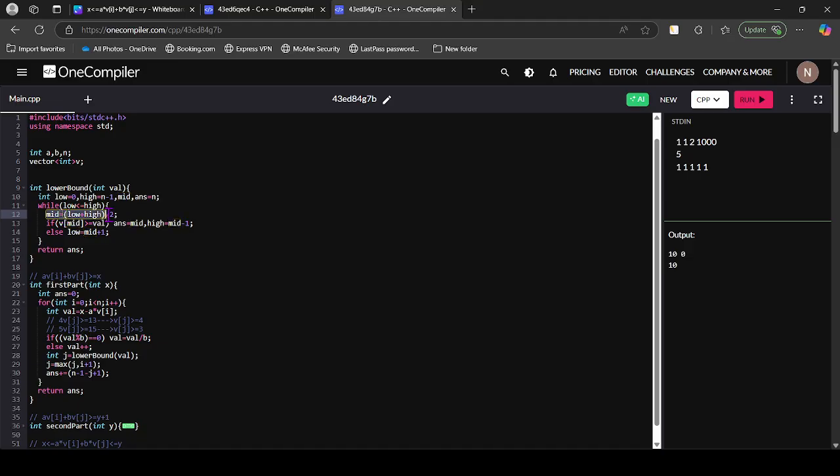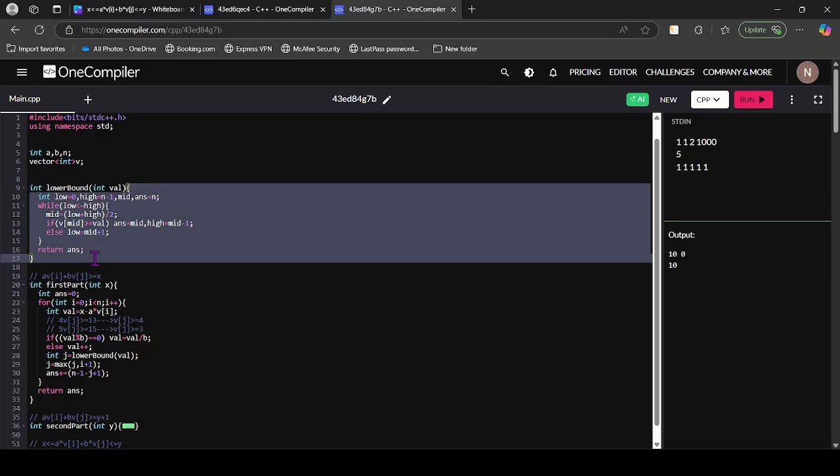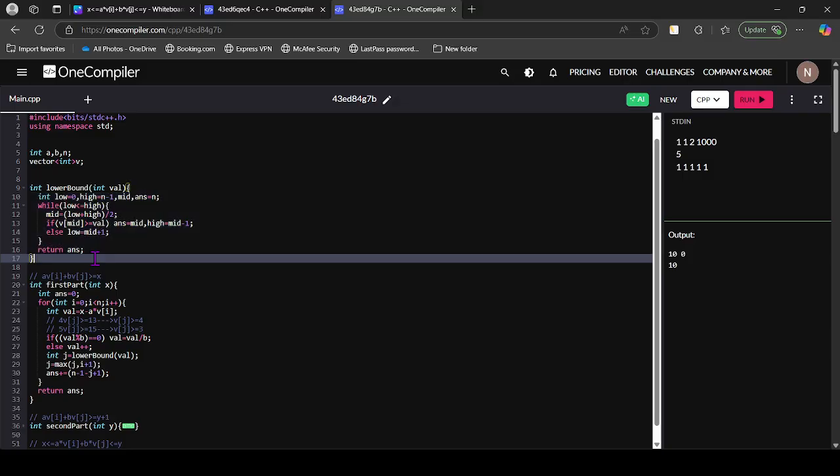So mid is equal to low plus high by 2. If v of mid is greater than or equal to the target, we store it in the answer, and we decrement high, because we are going to search in the left half. Similarly, if it is not, we increment low, because we are searching the right half. So finally we return the answer. So this is just the lower bound implementation.